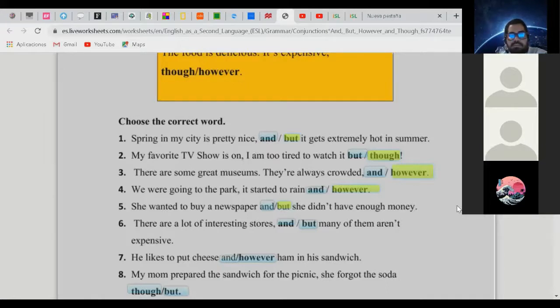There are a lot of interesting stores, but many of them aren't expensive. Okay. And look at this, guys. Y acá, como compliqué la cosa. Ven esta, guys. There are a lot of interesting stores. Y la otra parte dice, many of them aren't expensive. Are we contrasting? Ok, ¿estamos contrastando o simplemente agregando información extra?